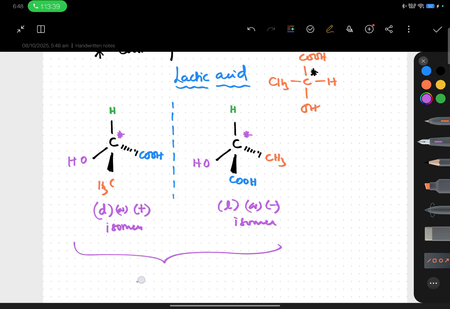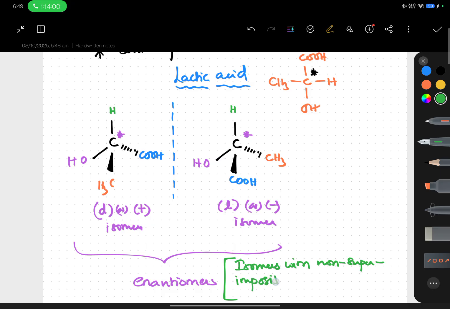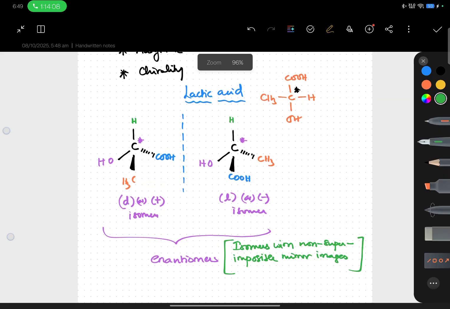and these together are called enantiomers. So what is an enantiomer? Isomers with non-superimposable mirror images. So what is an asymmetric carbon? A carbon attached to 4 different groups.